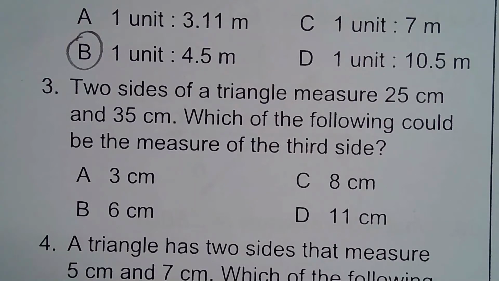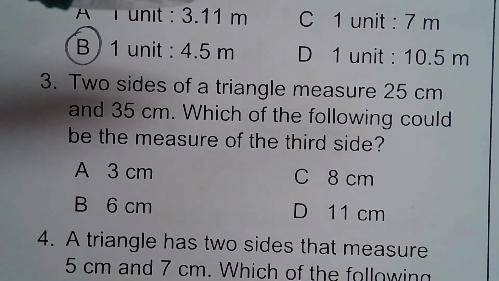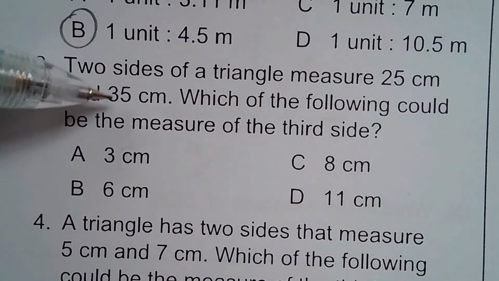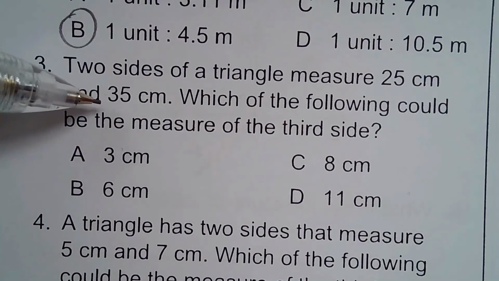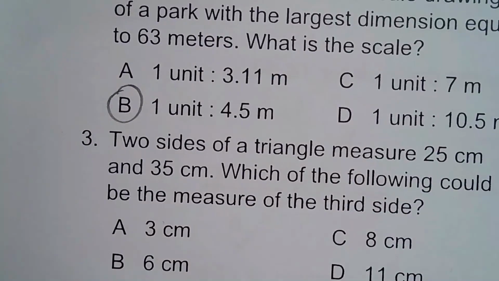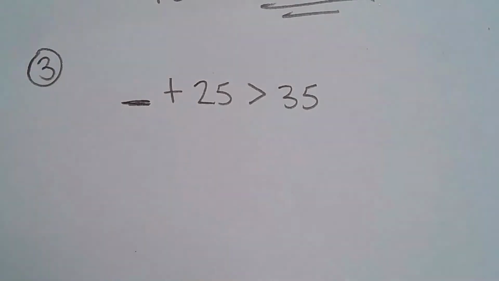Well, the sum of the two smaller sides needs to be bigger than the third side. So all of these are smaller than 35. That means 35 must be the longest side. So what that means is we have some length plus 25 centimeters, and the sum of the two smaller sides has to be bigger than the third side, which is 35 centimeters.